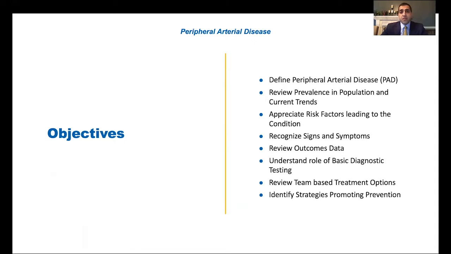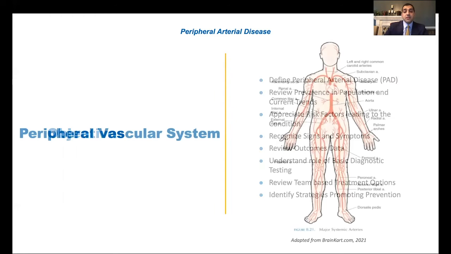We will then shift our focus to understanding diagnostic testing in folks that have suspected peripheral arterial disease. And this will go into some detail for the healthcare professionals watching as well. And for those at home, we will summarize it and make it simple to understand. And then we'll also talk about treatment options and strategies promoting prevention of this condition.